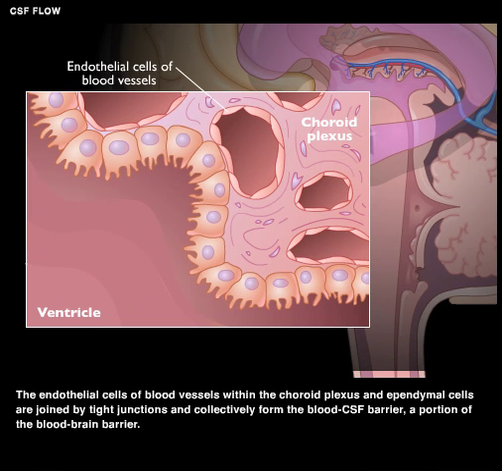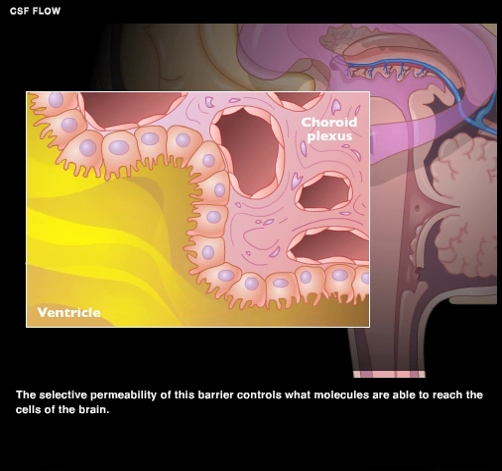The endothelial cells of blood vessels within the choroid plexus and ependymal cells are joined by tight junctions and collectively form the blood-CSF barrier, a portion of the blood-brain barrier. The selective permeability of this barrier controls what molecules are able to reach the cells of the brain.